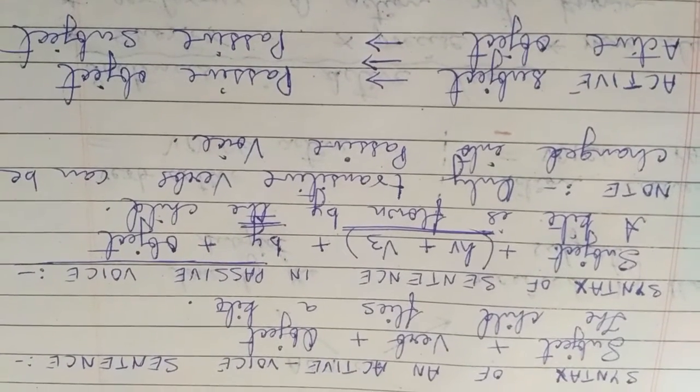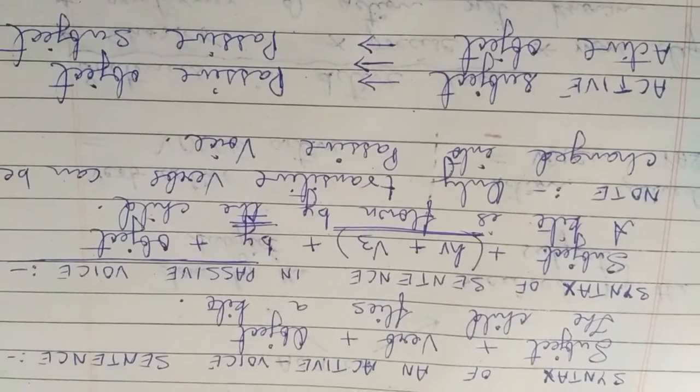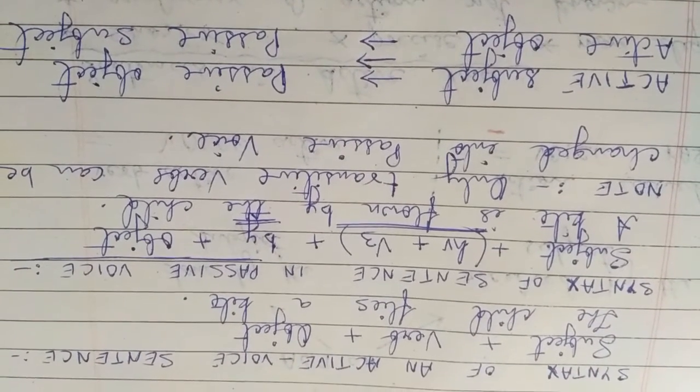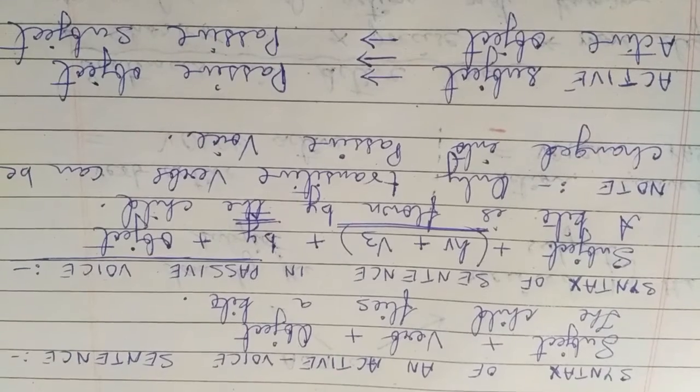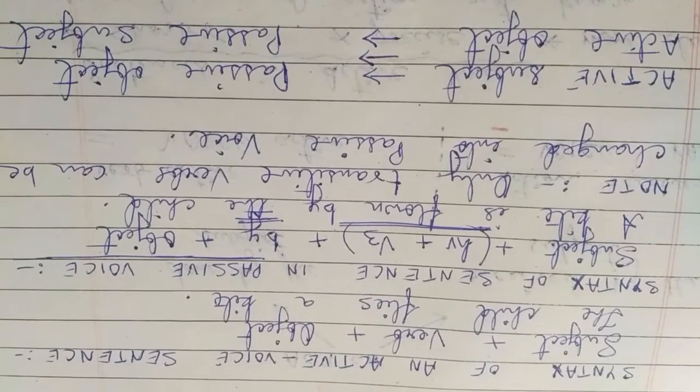Is, am, are, was, were. Is, am, are in the present tense, was, were in the past tense, will be, shall be in the future tense. You will get to know these by practicing sentences in the upcoming videos.